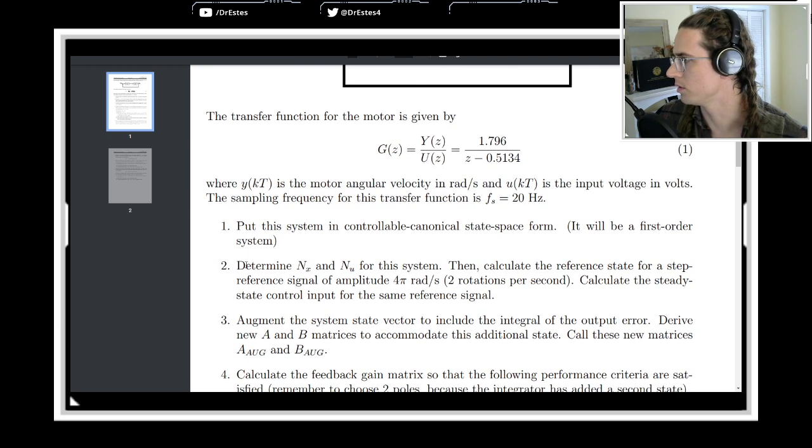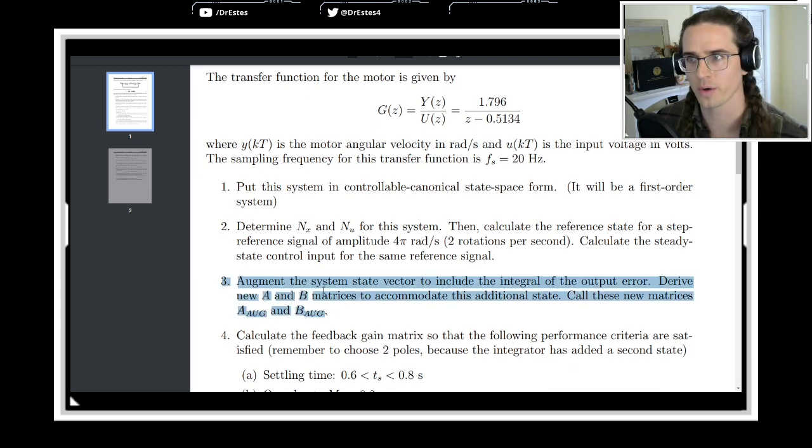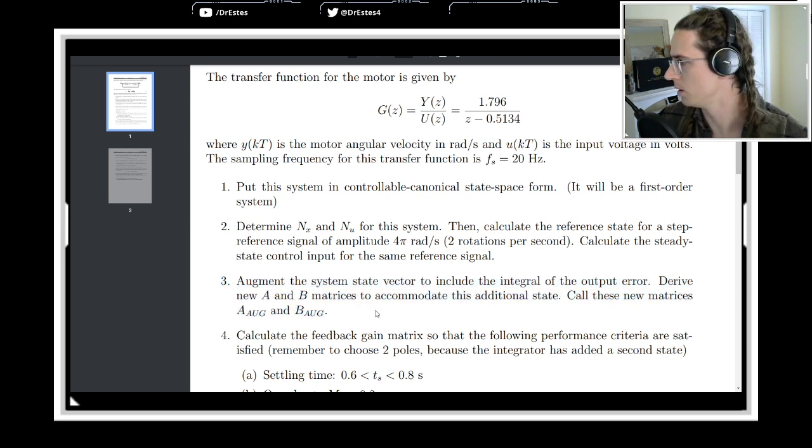Part 2, determine Nx, Nu. We're going to talk about this today. We started talking about it a little bit last time. So you can do that. Part 3, we're going to touch on today.